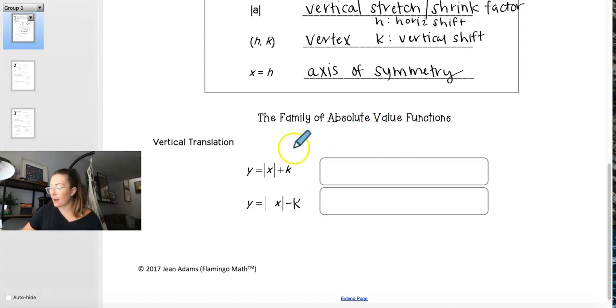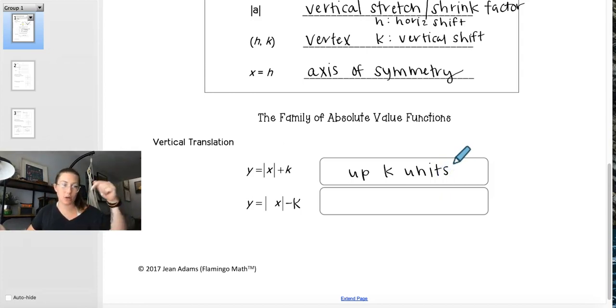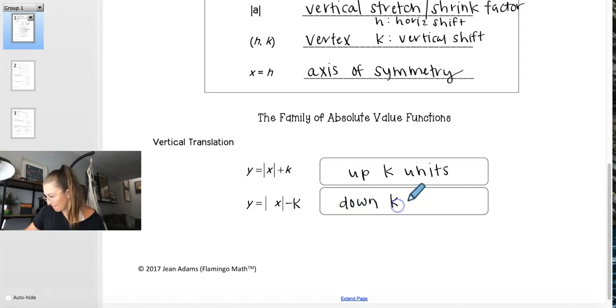Okay, so the first one's talking about vertical transformations. So again, it's a vertical because it's on the outside of the absolute value, and then it's going to be the same as what we think because everything on the outside, same as what we think. So a plus k is going to be up k units. And if we had a minus k, that means it's going to go down k units. Perfect. Next page.